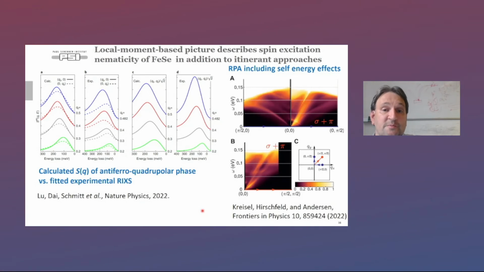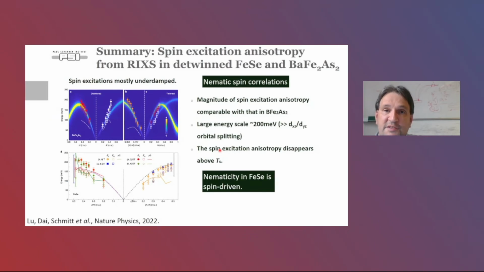That actually speaks more for this iron selenide system, like the iron pnictides, being seen as an intermediate coupling system and not a strong one. So I will slowly wrap up and summarize my study.